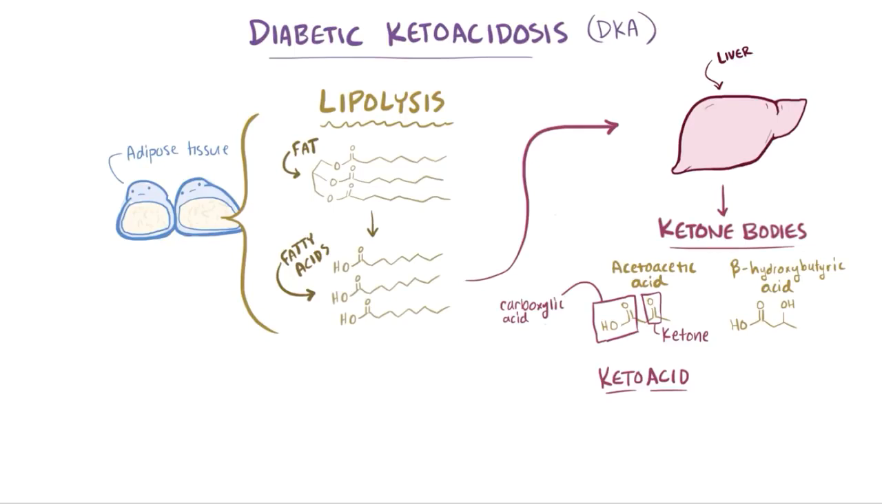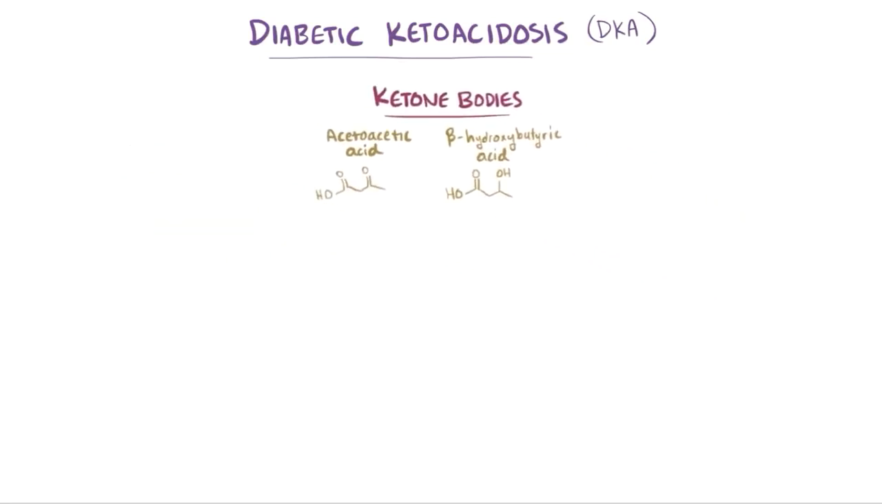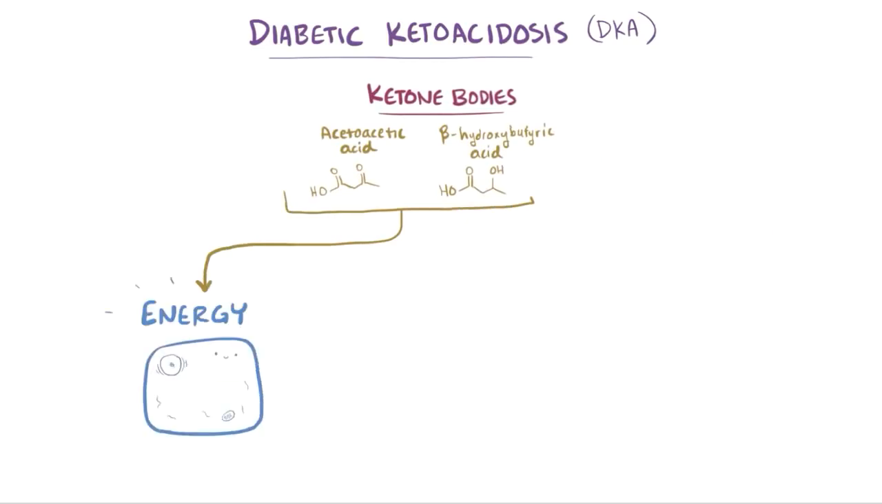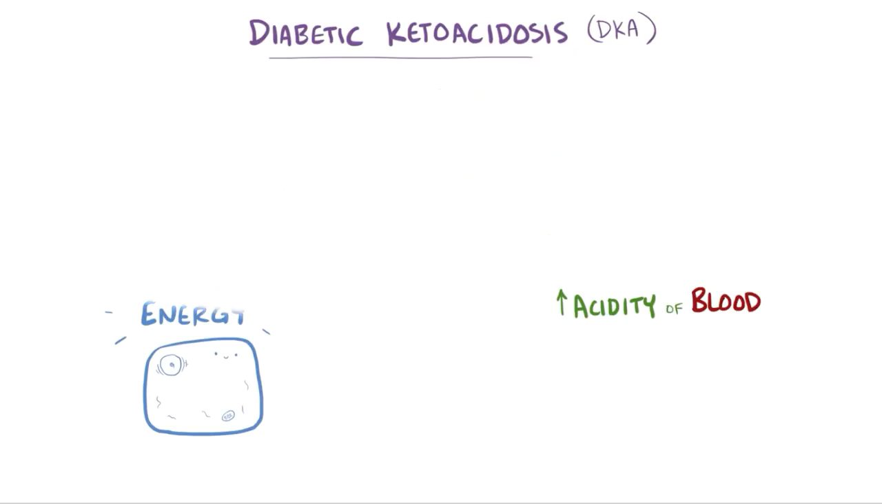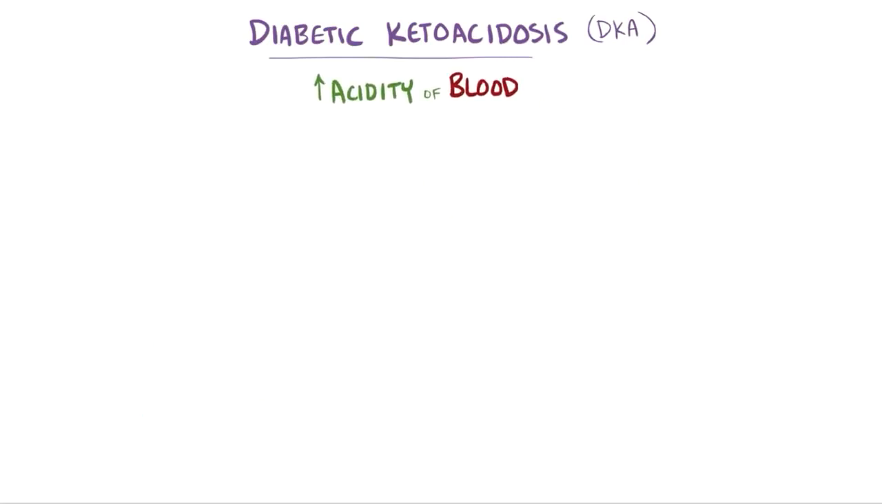Beta-hydroxybutyric acid, on the other hand, even though it's still one of the ketone bodies, isn't technically a keto acid, since its ketone group has been reduced to a hydroxyl group. These ketone bodies are important because they can be used by cells for energy, but they also increase the acidity of the blood, which is why it's called ketoacidosis. And the blood becoming really acidic can have major effects throughout the body.